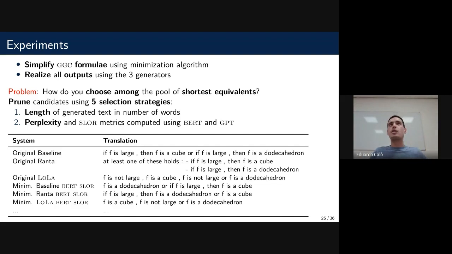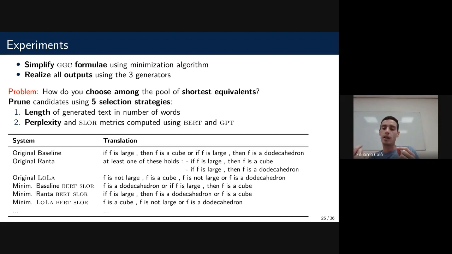How did we experiment? We always used the same Grande corpus, the corpus that we used also for the other work that I explained before. We minimized all the propositional logic formulas in the Grande corpus using the algorithm that we developed in Barcelona. So imagine one Grande formula, several shortest equivalents. Then we realize all these shortest equivalents using the three generators that I presented before. So baseline, Ranta, and Lola. And you get several different realizations of all these formulas.